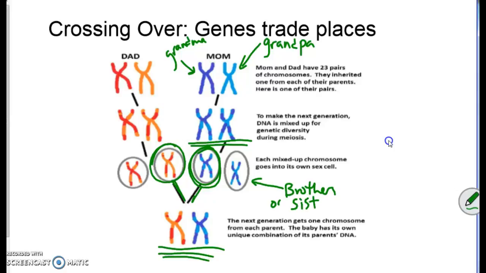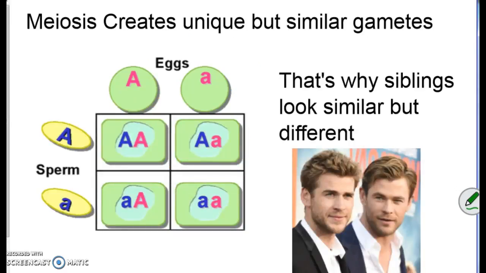Because each sex cell, each sperm or egg, is completely unique. That's one of the incredible things about meiosis. Meiosis creates unique but similar gametes. This could be you, this could be your brother, this could be your sister. Every single egg and every single sperm is completely different from one another, and that's why siblings look similar but different.